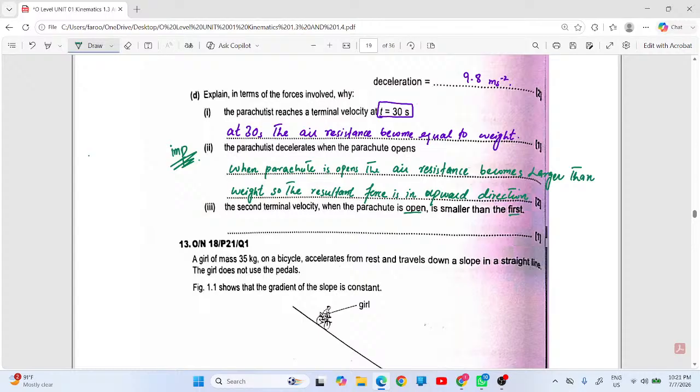Students write: when the parachute is open, the air resistance becomes equal to weight at lower speed. At low speed the air resistance becomes equal to the weight of the object. Okay.